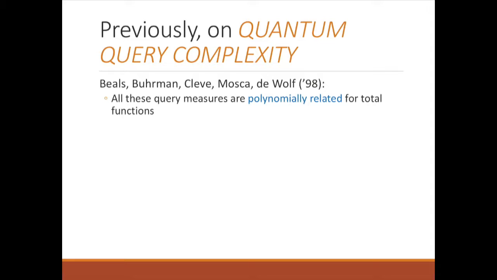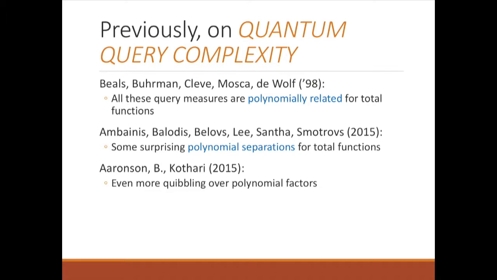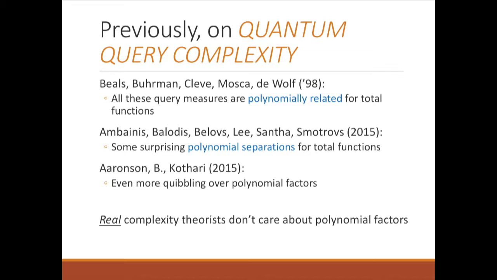In last year's QIP, there was this excellent result by Ambainis et al. And they basically give some surprising polynomial separations between those same measures. So this tells us they're all polynomially related, but they're not all exactly the same. They're polynomial separations. And we also had a result in last QIP, which is basically even more quibbling over polynomial factors, right? And so at this point, you'd probably want to say, well, enough polynomial factors. Real complexity theorists don't care about polynomial factors. Where are the exponential speedups, right?